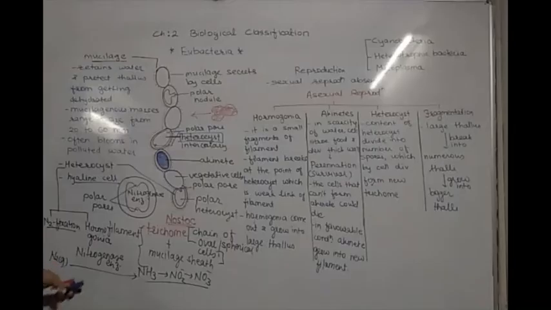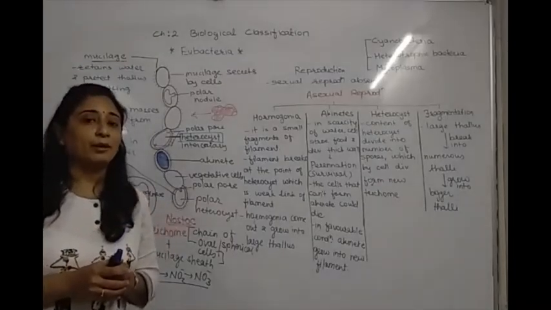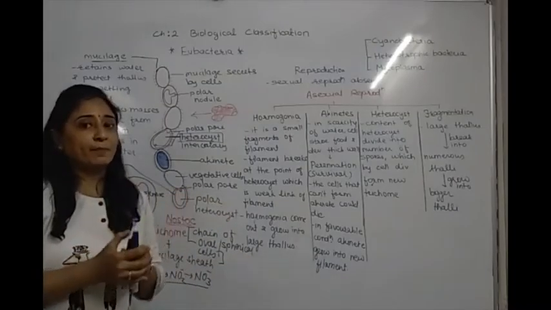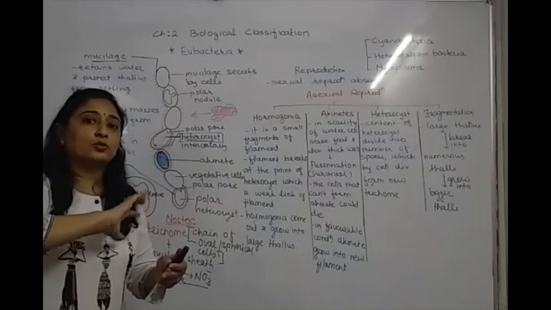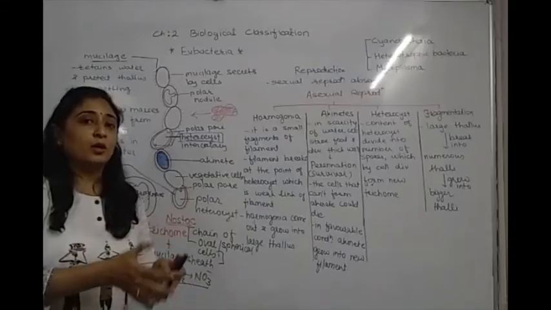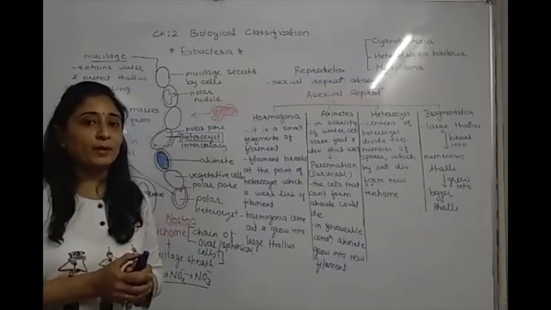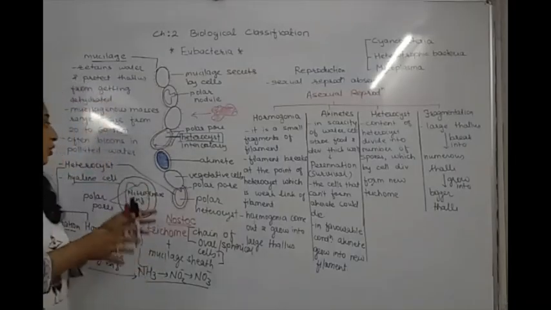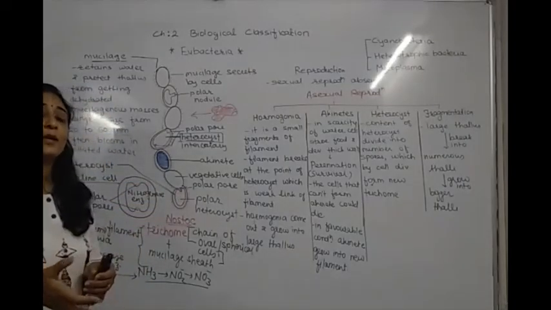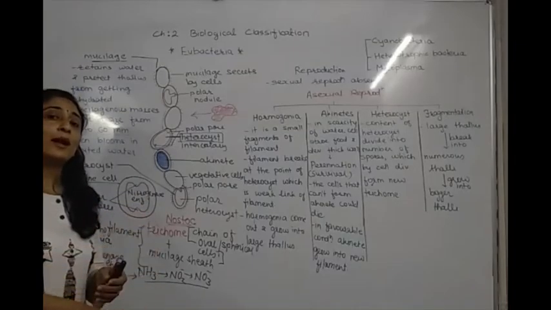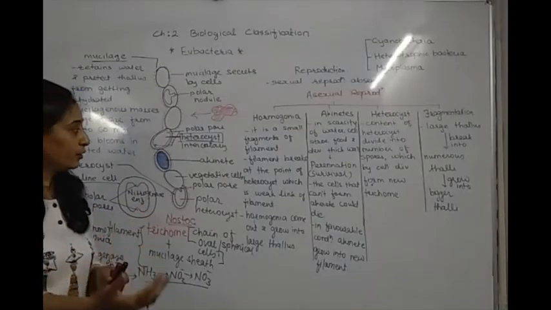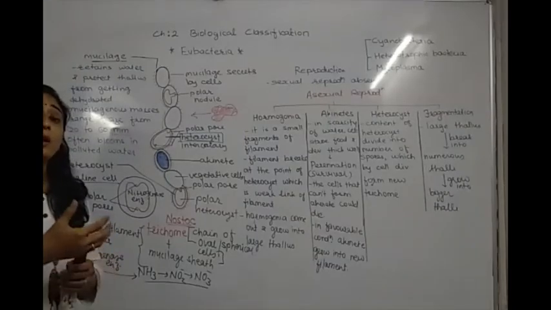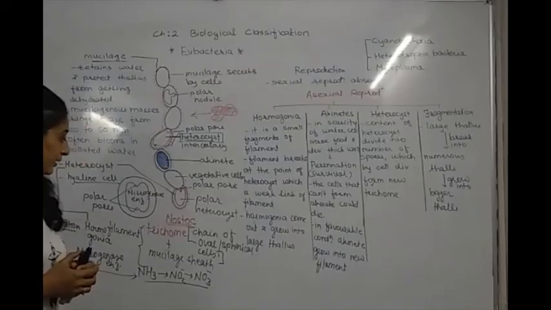So it is said that in paddy fields, the nostocs are abundantly found. Moreover, to provide the nitrogen supplement to the paddy plant, the nostocs are provided there. So it will fix more and more nitrogen, so the nitrogen is available to the crop plant. So it increases or enriches the soil fertility in this way.